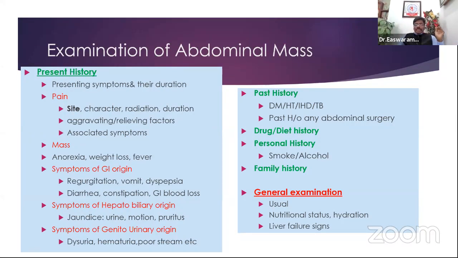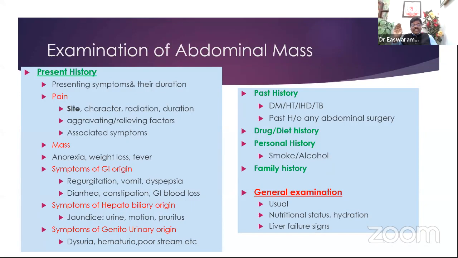Then family history, especially some tumors like familial polyposis, gastric cancers, all can run in the family. So you'd better ask a family history of similar diseases. And general examination and all these things. Very important thing, most of the things I told you already, hepatomegaly or splenomegaly due to portal hypertension, because it's the commonest case we have in our wards.